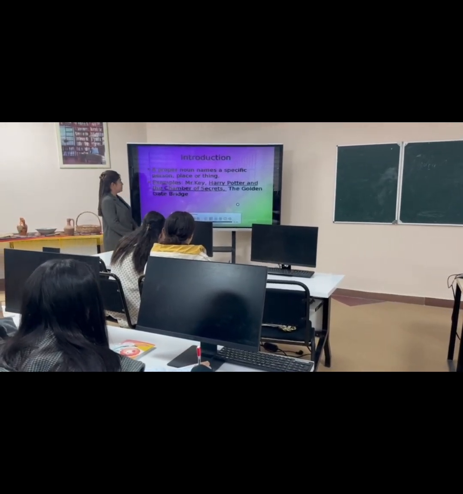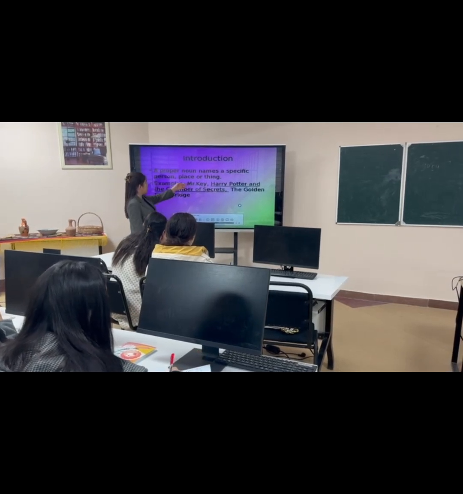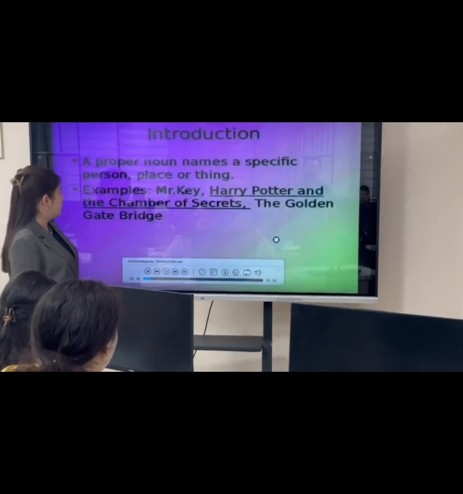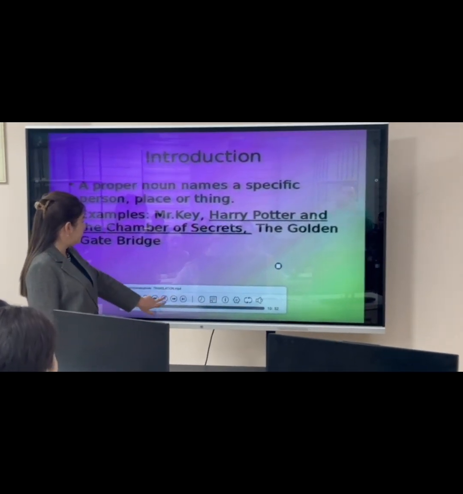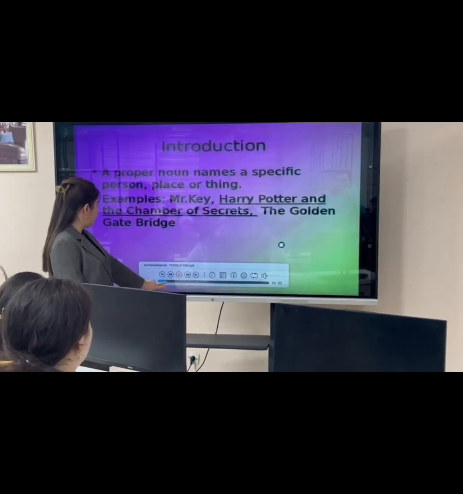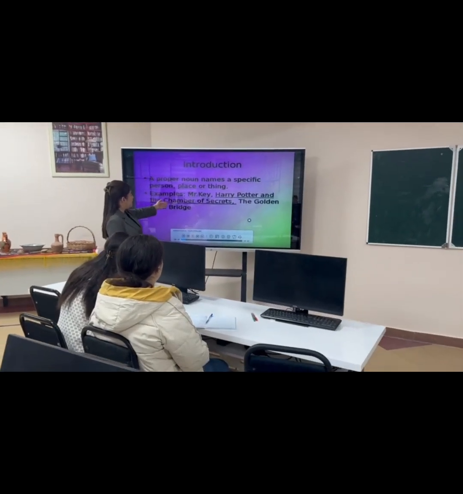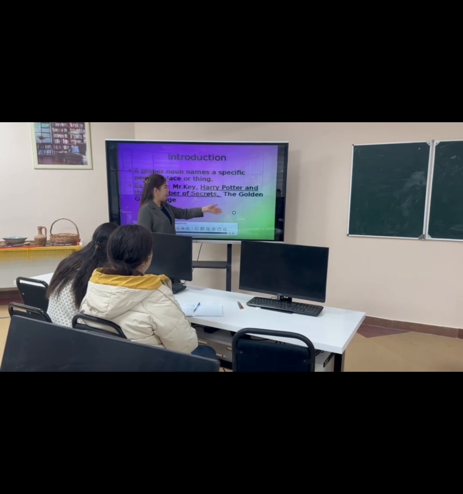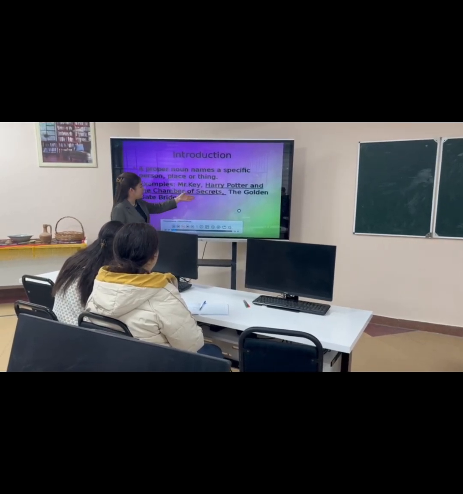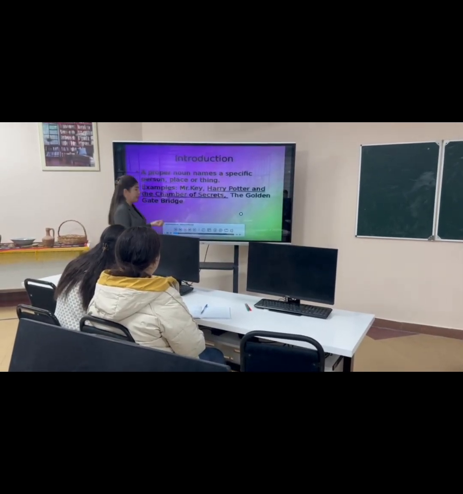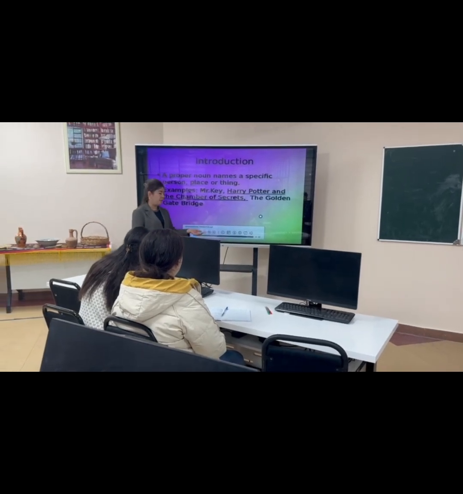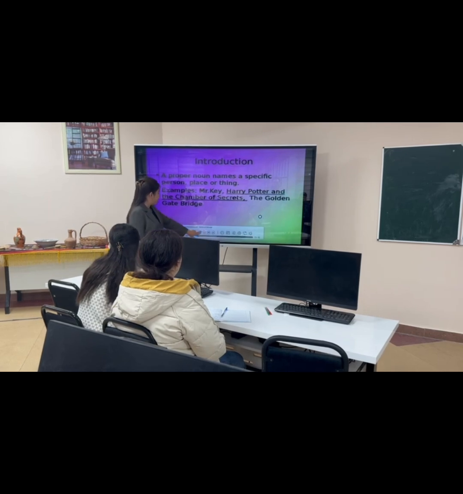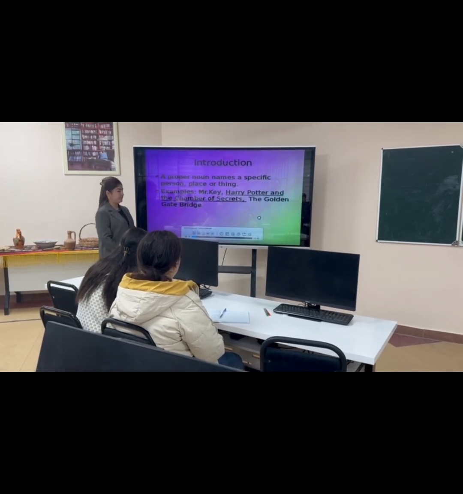They can be names of a specific person, place, or thing. For example, you can see Mr. Key, Harry Potter, the Chamber of Secrets, the Golden Gate Bridge. Yeah, it's an example. Mr. Key, Harry is the name, Potter is the surname, and the Chamber of Secrets, the Golden Gate Bridge, and also Termiz State University. All of them are considered to be proper names.